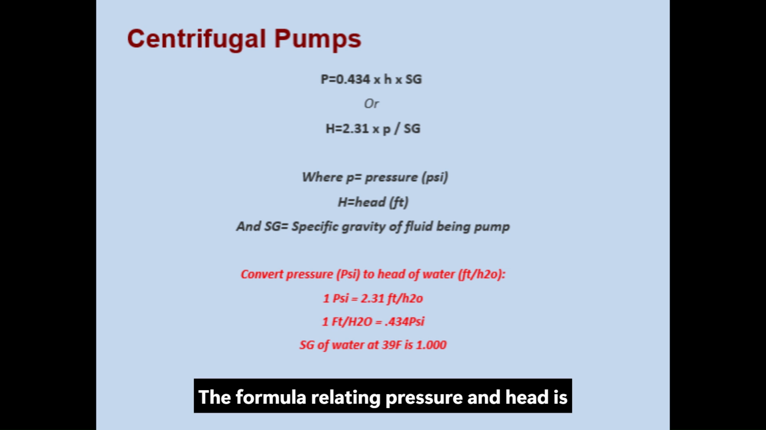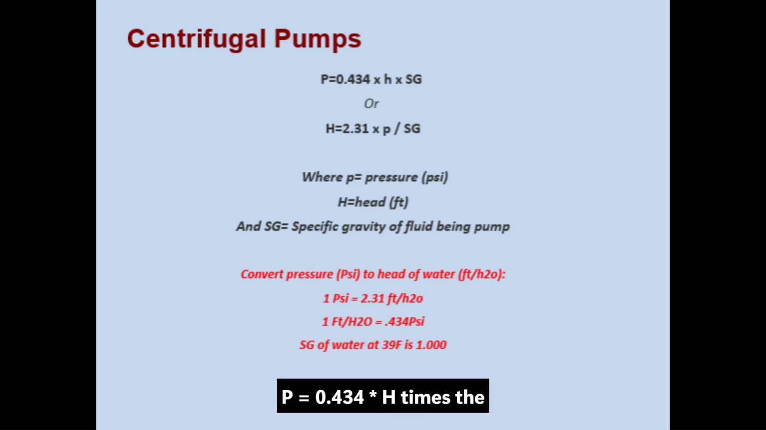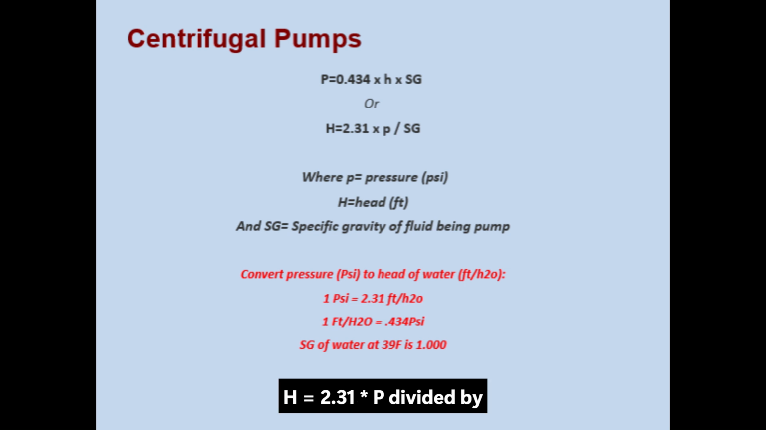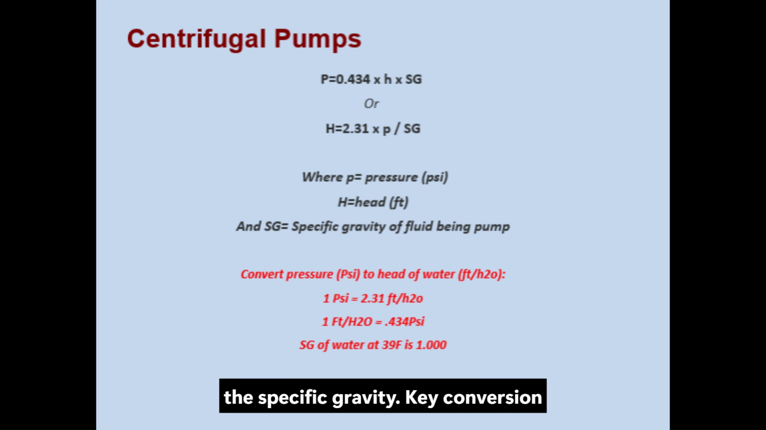The formula relating pressure and head is P equals 0.434 times H times the specific gravity of the fluid, where P is pressure in pounds per square inch and H is head in feet. This can be rearranged to solve for head. H equals 2.31 times P divided by the specific gravity.